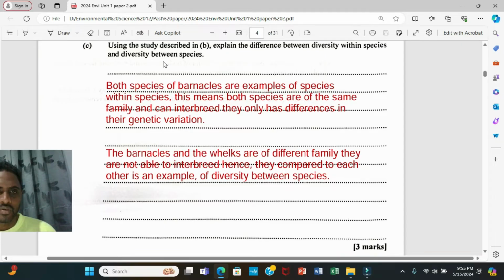Diversity between species now means you have two species of animals that are not able to interbreed. So, for example, a goat and cattle, or cats and dogs, those are two different species. Same thing with plants. You have mango tree, citrus tree, pear, those three cannot interbreed, so they are of different species. Those are examples of diversity between species. There are different types of plants, they just can't reproduce together. All right, so that's the difference there. All right, let's move on.